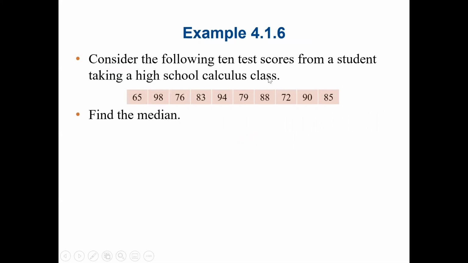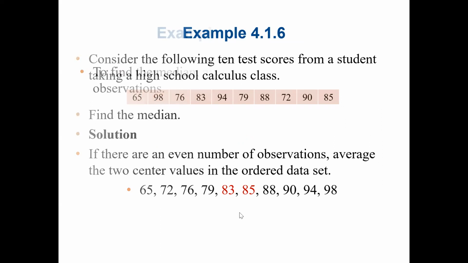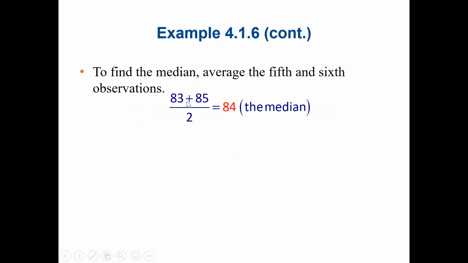Now let's consider the following. Here we have 10 data values. And this will be the scores in a calculus class, 10 values. Now they say we should find the median. Same thing we do. Let's arrange it in ascending order. Then after we arrange in ascending order, this is 10, so it's an even number. So we need to take the 2 middle values, and then we find the average of the 2 middle values. So the median will be 84.